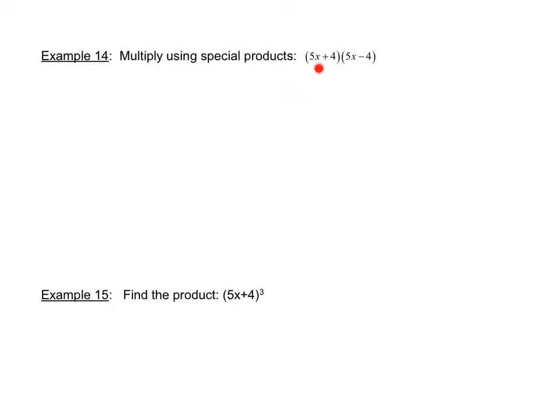So this one you have to realize they're conjugates of each other because it's 5x plus 4, 5x minus 4. And the special rule means you only have to multiply the first two and the last two. So it's just 25x squared minus 16.